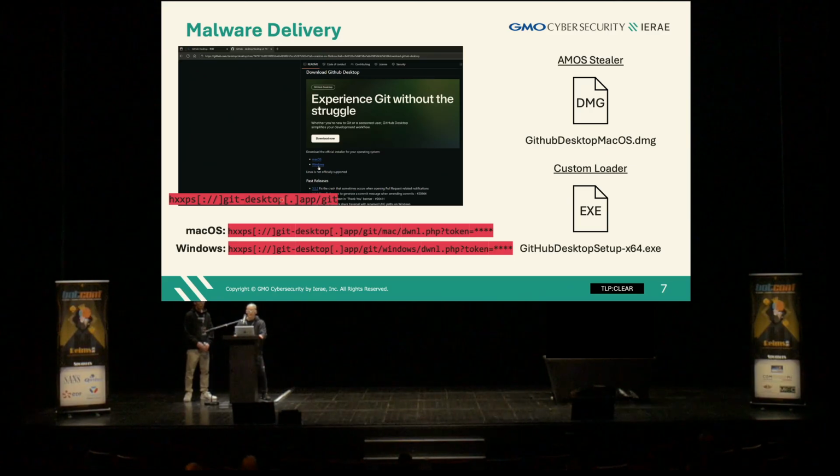If you download from there on macOS, you get a DMG file called GitHub Desktop macOS.dmg, which is an Atomic stealer. Also on Windows, you get a GitHub Desktop setup x64.exe, which is a custom loader for an infostealer. So how did the attacker get their link into the official repository?